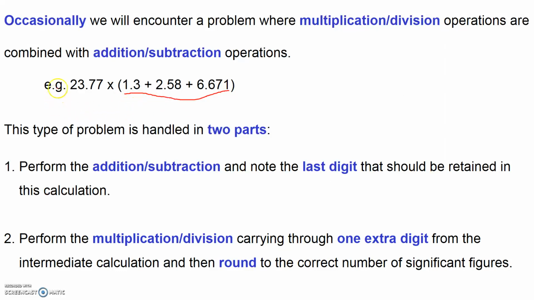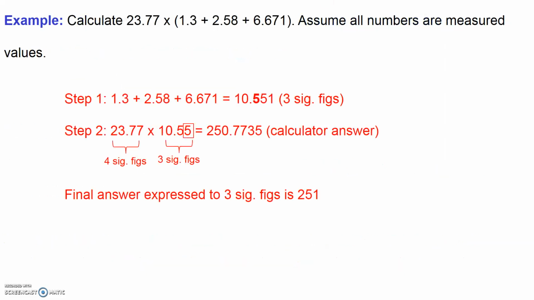math we were doing. We then go on and do our multiplication or our division, and then we round according to which of the two parts of our problem has the least number of significant figures. So this is a little bit confusing and you'll need to practice. I'll run through some examples now. So here we've got this problem. There's a multiplication part and there's an addition part. We begin by doing the addition.